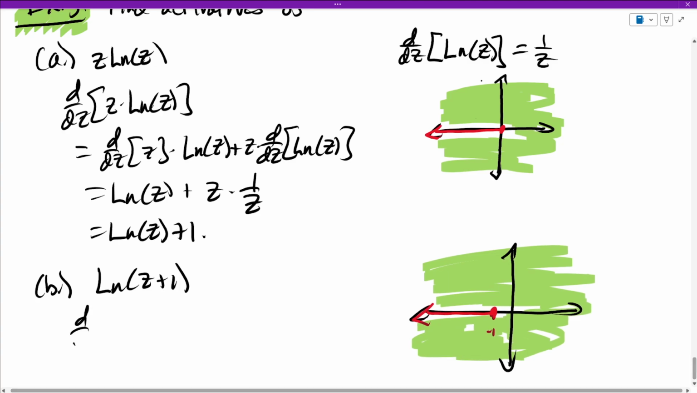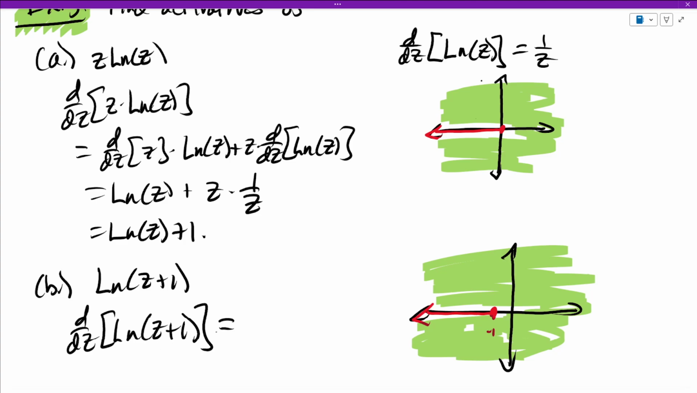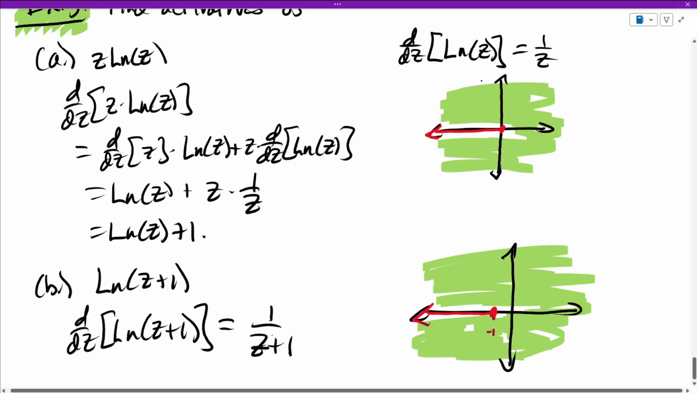And here, to differentiate, what do we do? Well, this is a linear function of z. So when we apply the chain rule to differentiate the inside, we just get 1 because this is, if you like, a translation. So the rate of change doesn't change under a translation. So what we're going to get here is 1 over z plus 1. Or you can do the chain rule if you like. But I prefer to think about this as, does translating affect the slope? And the answer is, of course, no, it doesn't.